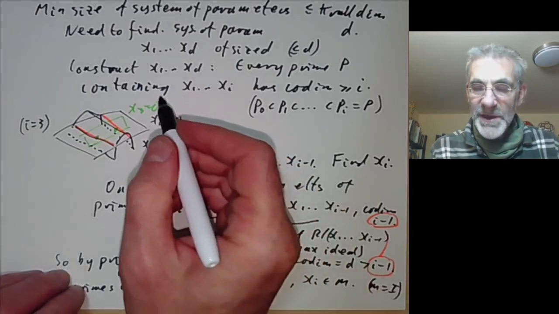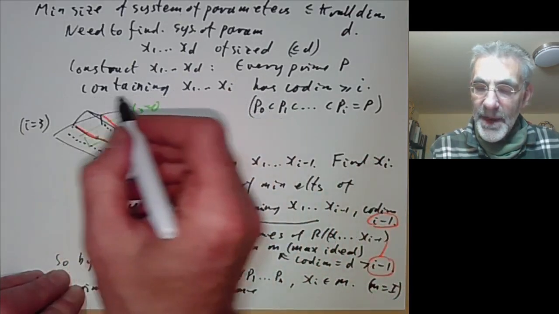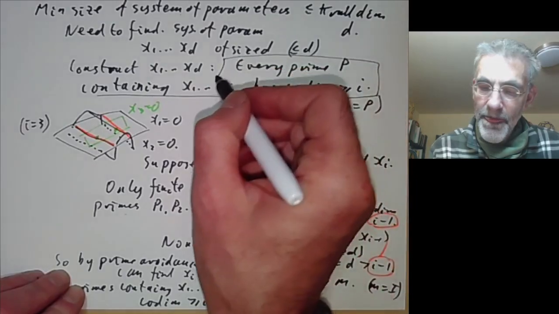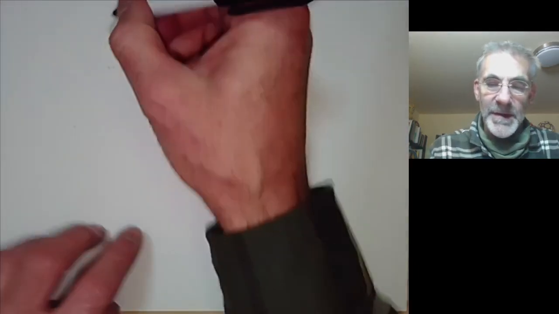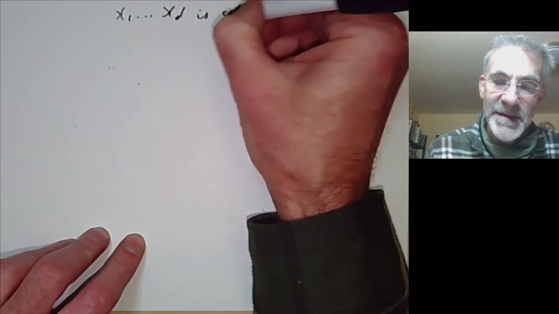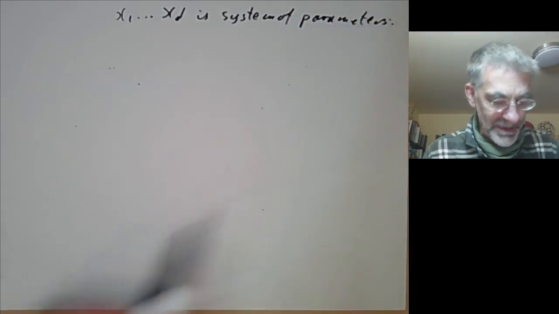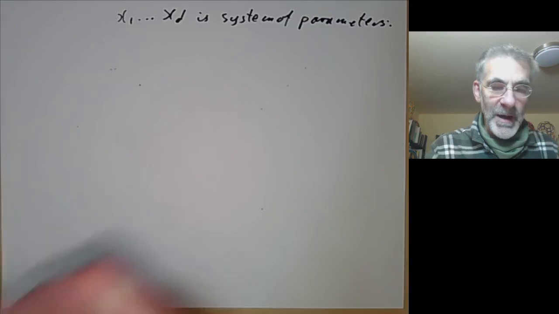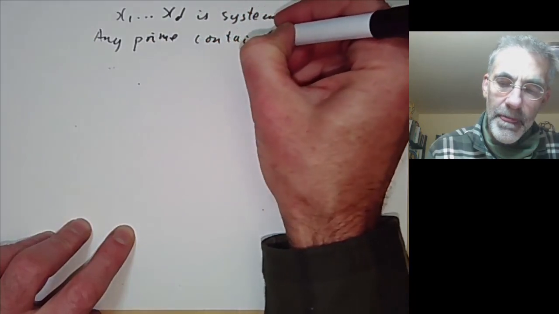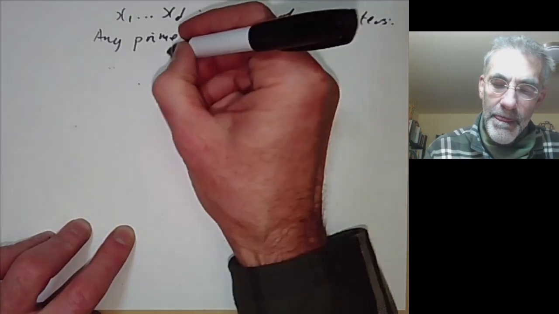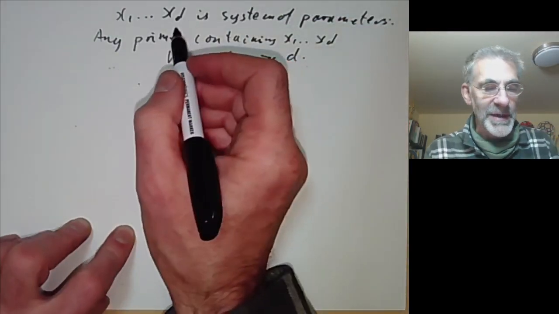To summarise, we've constructed a set of elements x1 up to xd such that it satisfies this property here. So to finish off, we now need to show that x1 up to xd is a system of parameters. So how do we show that? Well, that's quite easy because we know that any prime containing x1 up to xd has codimension at least d, because that's how we constructed x1 up to xd.